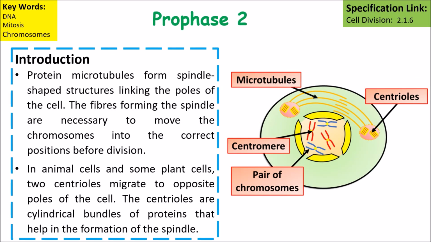Protein microtubules form spindle-shaped structures linking to the poles of the cell. The fibers forming the spindles are necessary to move the chromosomes into the correct position before dividing. In animal cells and some plant cells, two centrioles migrate to opposite poles of the cell. The centrioles are cylindrical bundles of proteins that help the formation of the spindles.